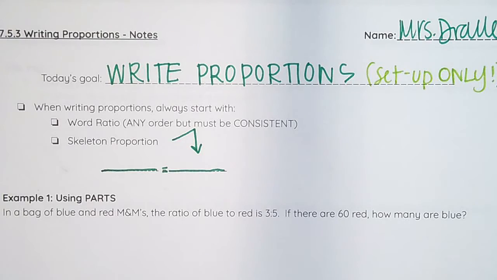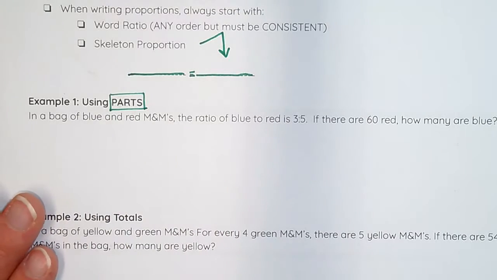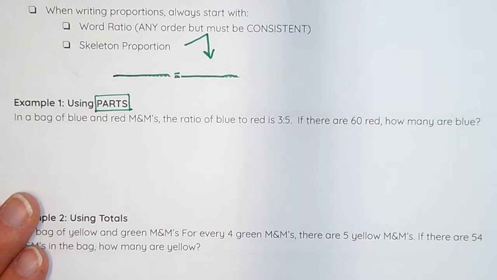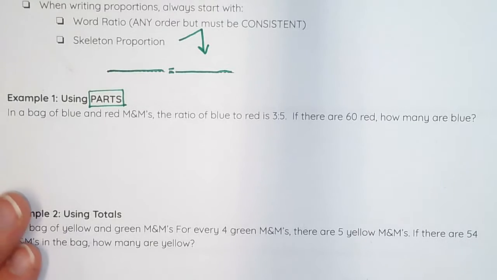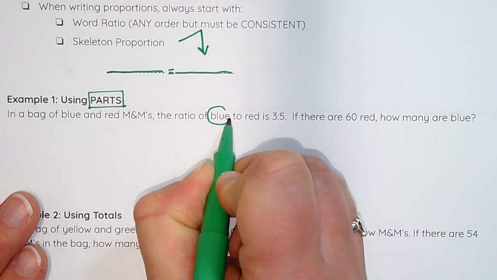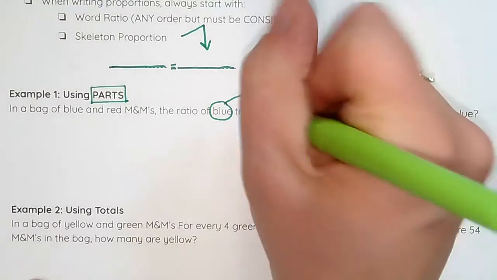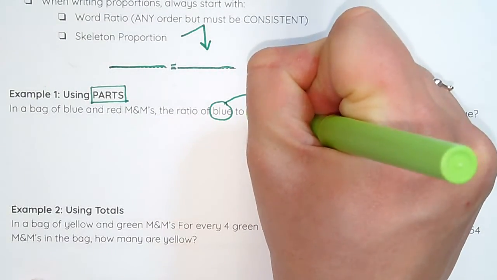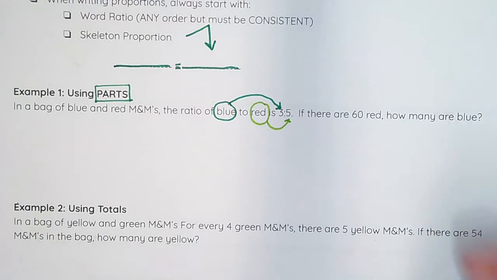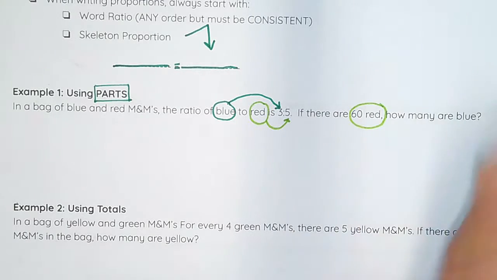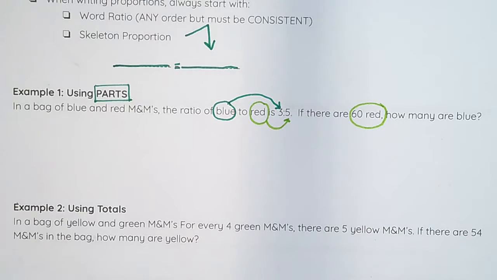The first one is when we have parts. We have parts that we are looking for. We're using parts in our proportion. Here it says in a bag of blue and red M&Ms, the ratio of blue to red is 3:5. So blue is to that 3, and red is to that 5. It says if there are 60 red, how many are blue?